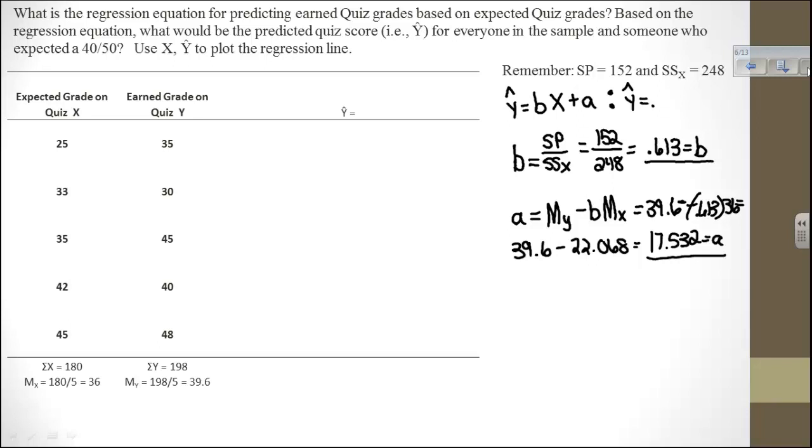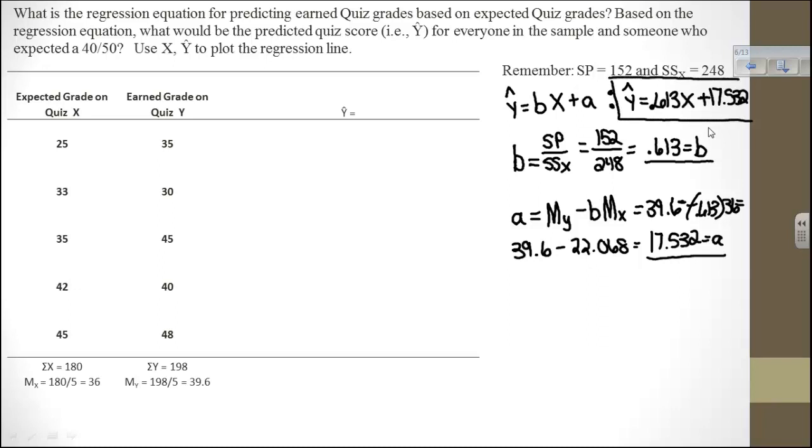So, y hat equals 0.613x plus 17.532. When you're asked to write the regression equation, you're going to be doing something like this. Remember, just finding a value for B and A and then rewriting it, keeping Y hat there, a predicted Y, and X as X. So this would be our final answer for the regression equation.